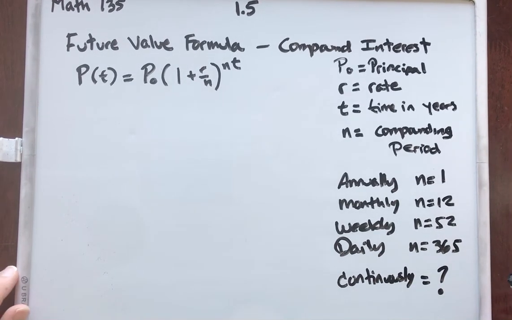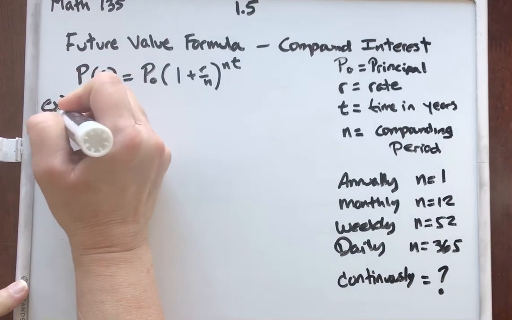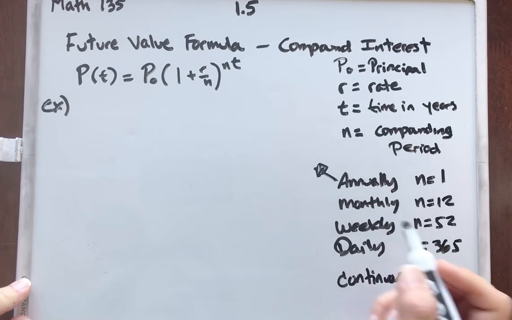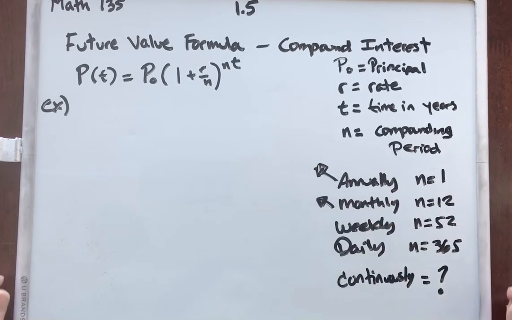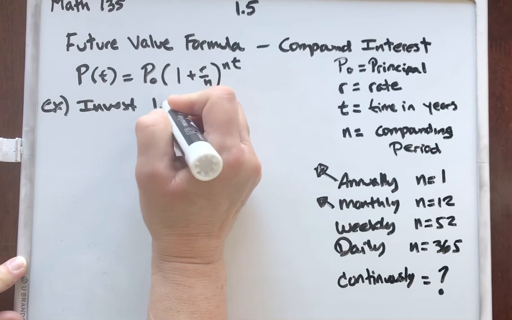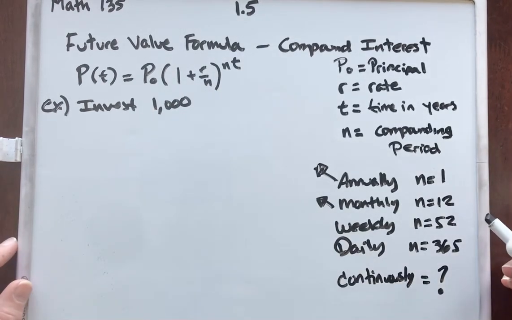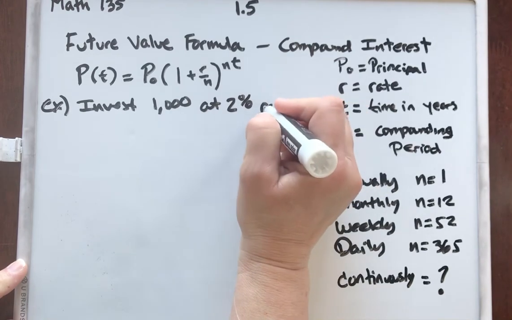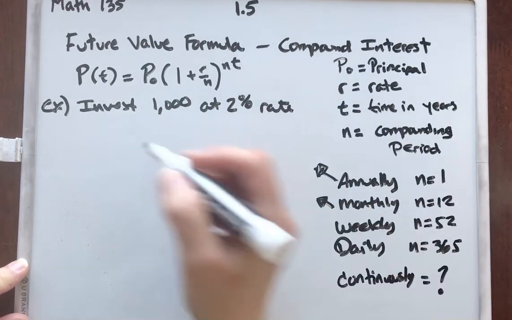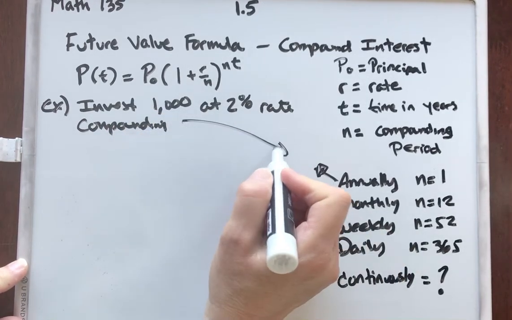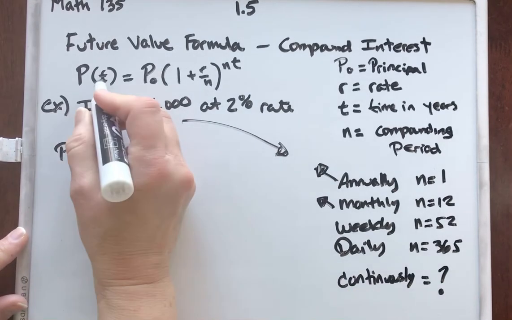Okay, so let's start. We're going to do a little word problem as an example. And we're going to check out what happens when we do the same problem annually and then we do the same problem monthly to see what happens. Okay, so we're going to invest $1,000 into a future value formula, compounding interest at 2% rate. And we're first going to compound annually.